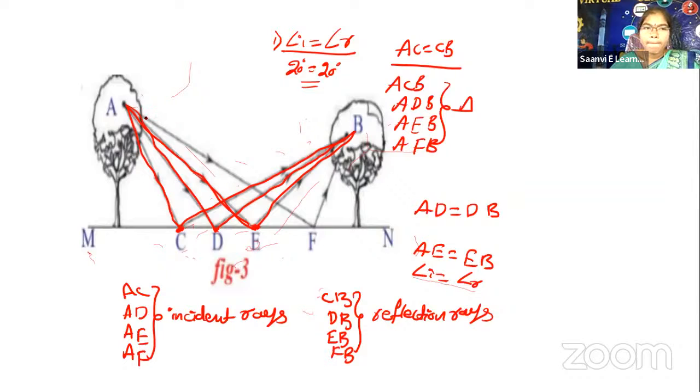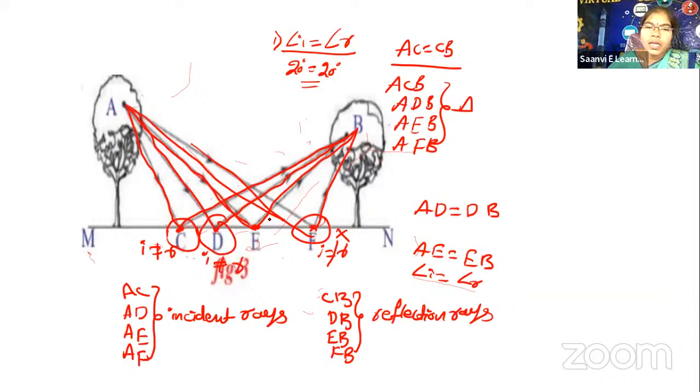If you take AF and FB, this F point is near the N. So that's why this is not I equal to R, and near C also I is not equal to R. And near D also I is not equal to R. Near E, I is equal to R. Angle I equal to angle R.